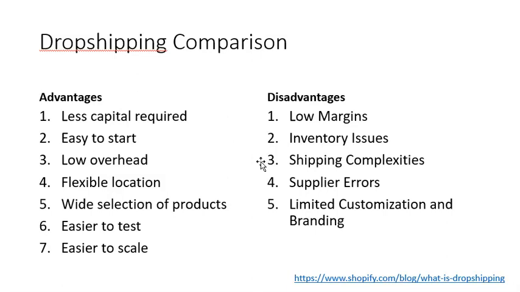Okay. Supplier errors. They ship the wrong thing. They ship something that's broken. Who is supposed to deal with that? Right? And then limited customization. They're not going to put my logo on the product being shipped out, so I can't do branding. I can't do marketing. I can't put coupons inside the packaging to go out. So lots of issues with drop shipping.